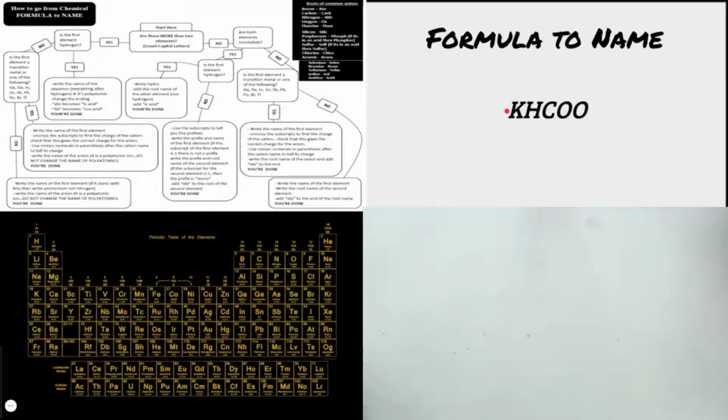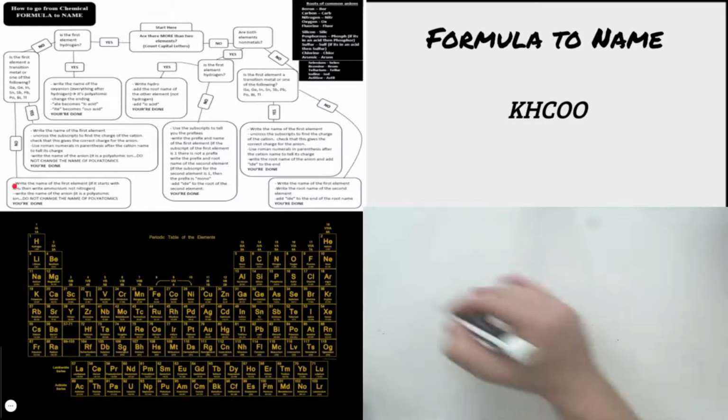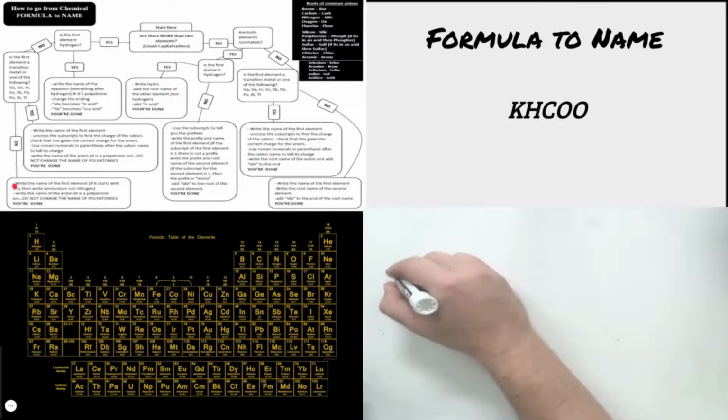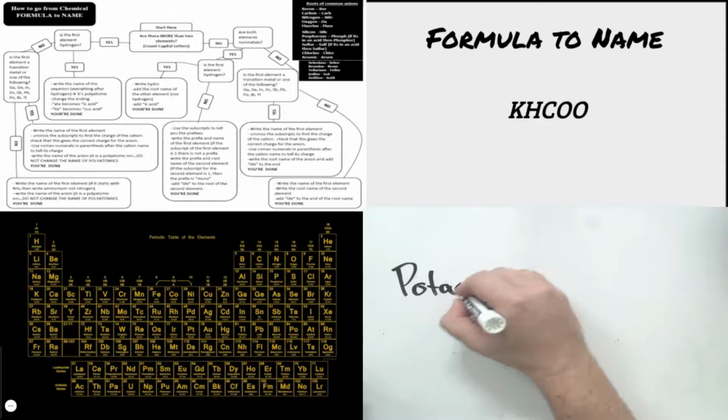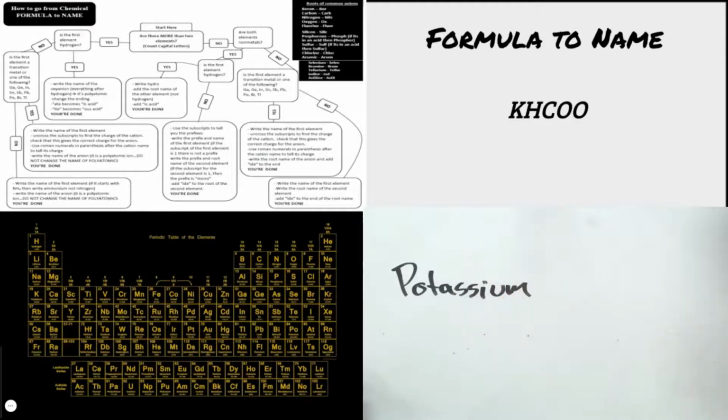Now I have KHCOO. Are there more than two elements? Yes. Is the first element hydrogen? No. Is the first element a transition metal or one of those post-transition elements? No, because potassium is an alkali metal. So I'm going to write the name of the first element. K is potassium. So I write potassium. That's pretty simple.